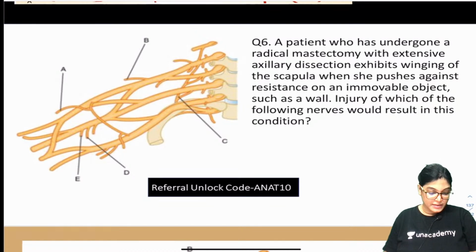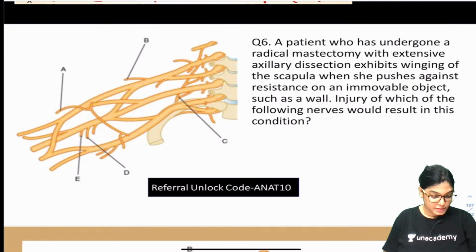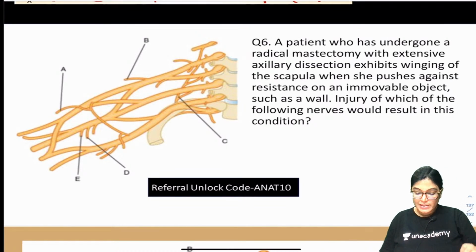Lakshmi, C, Ashish Jha, C. Okay. Okay, thank you Veena. Rangaraj is telling C. Okay, so let's move with the answer.